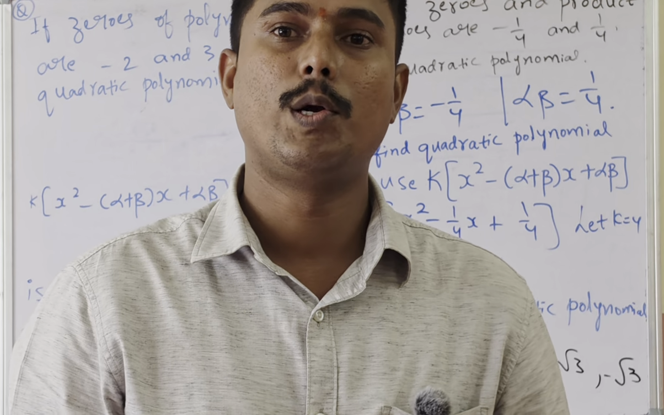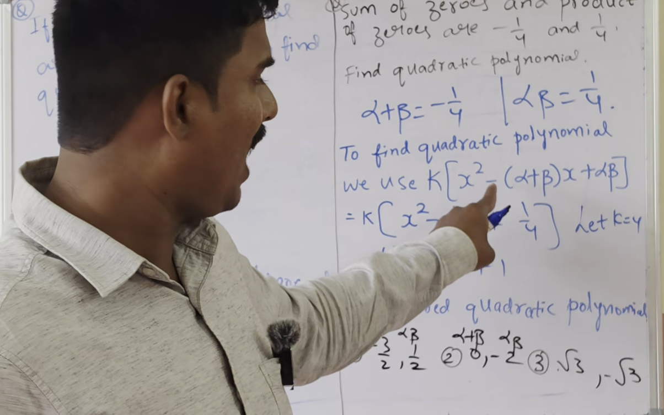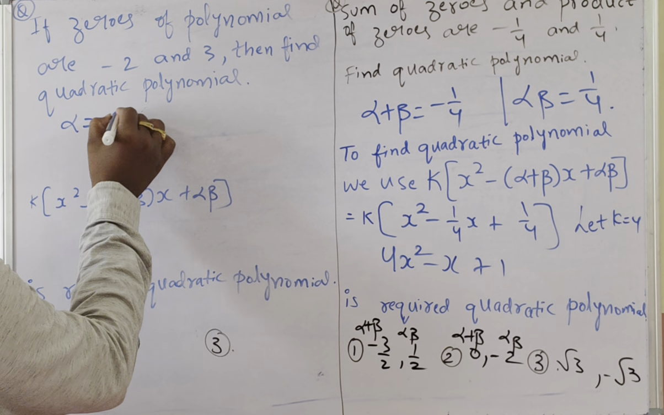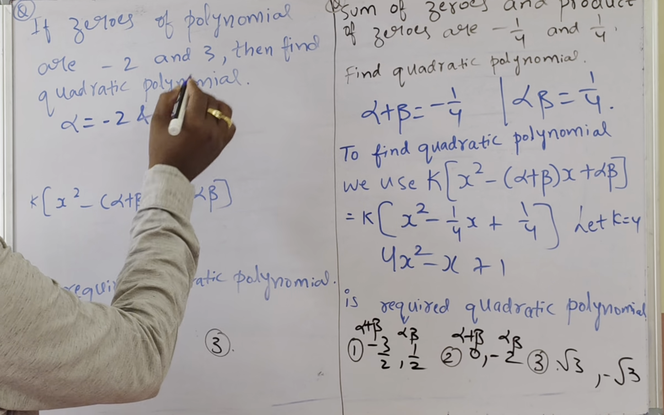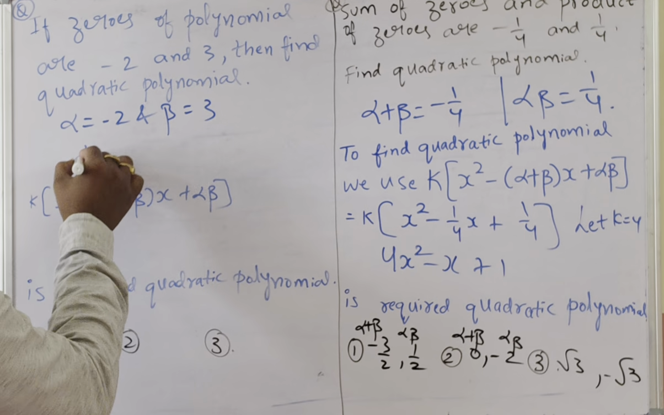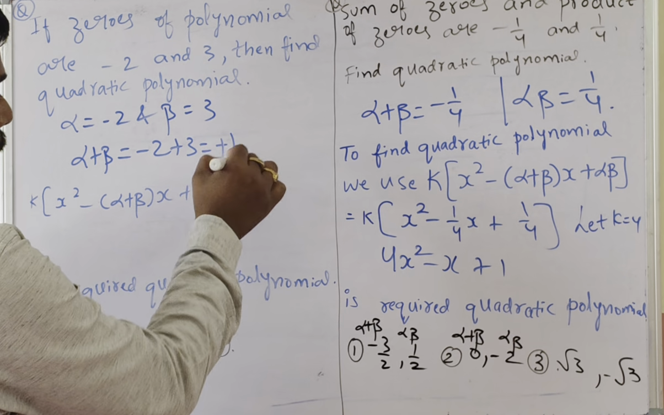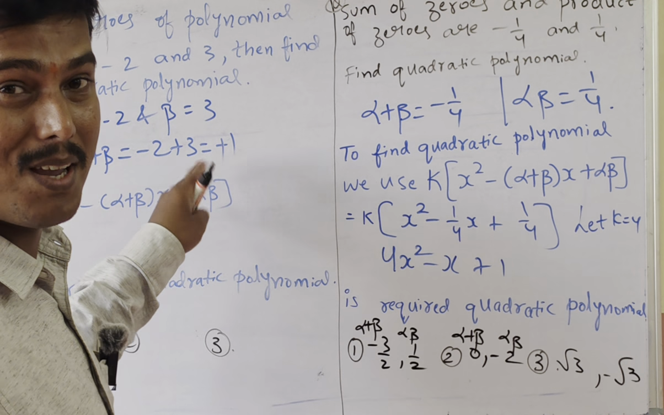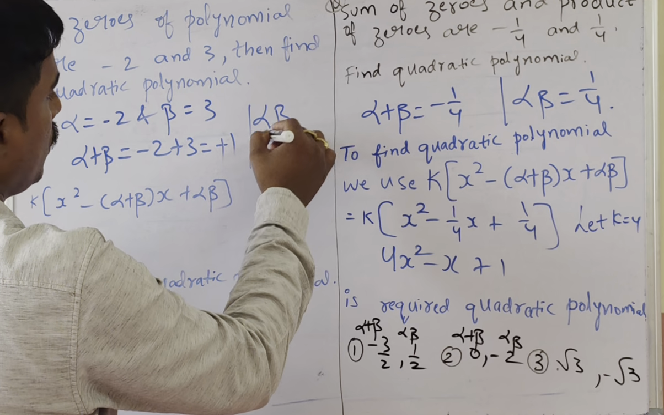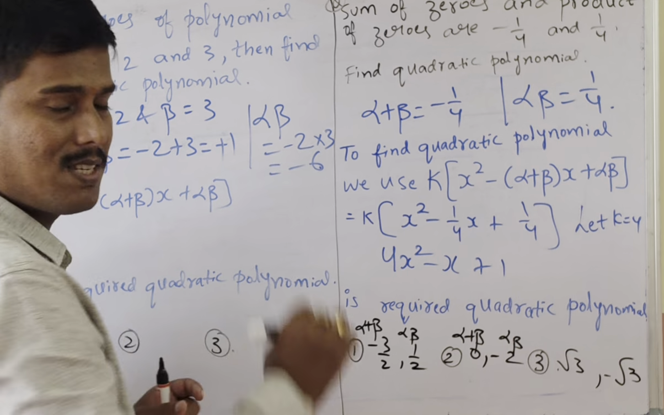When zeros are given, to find the quadratic polynomial, the same relation we are going to use. In this relation, I need alpha plus beta and alpha beta. But what is being given? They gave alpha as minus 2 and beta as 3. Now we should find alpha plus beta, then substitute. Alpha plus beta equals minus 2 plus 3, which is plus 1, because for different signs we subtract and take the sign of the bigger number. What is alpha into beta? Alpha is minus 2, beta is 3. Minus 2 into 3 is minus 6.